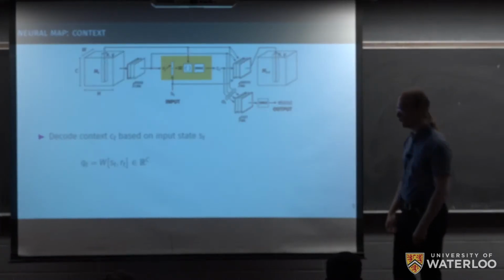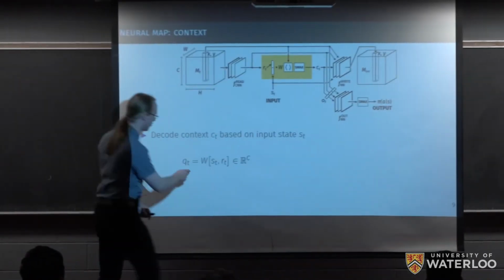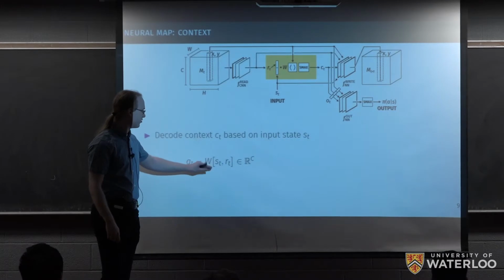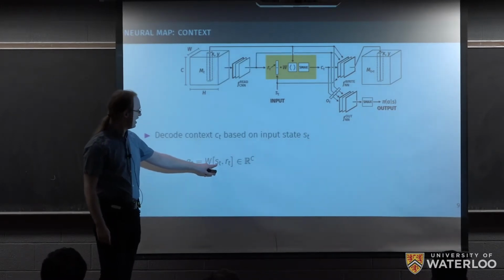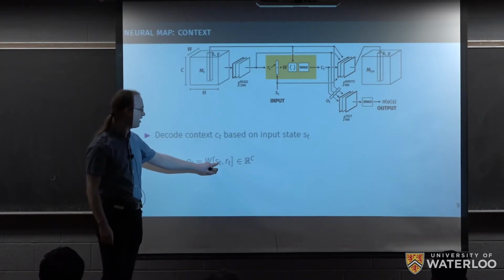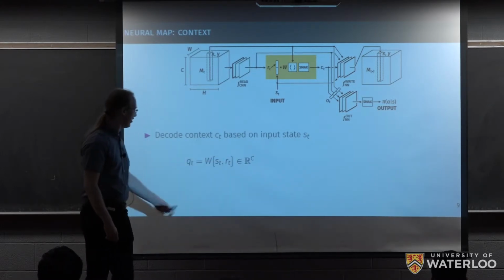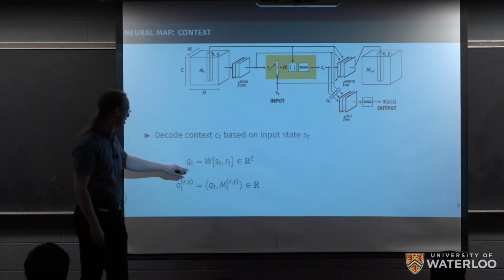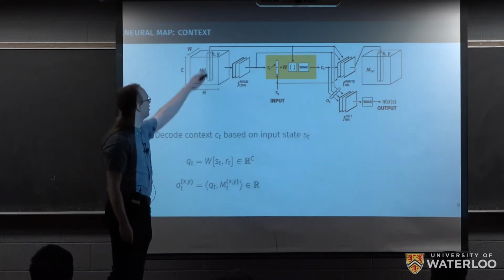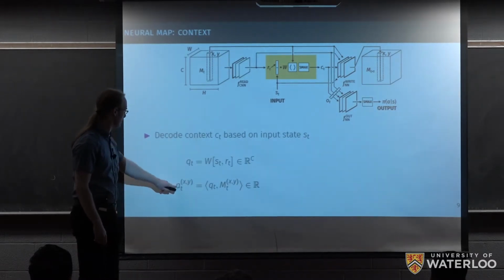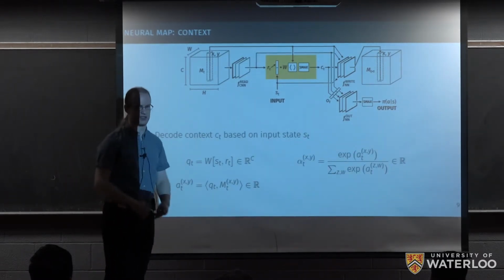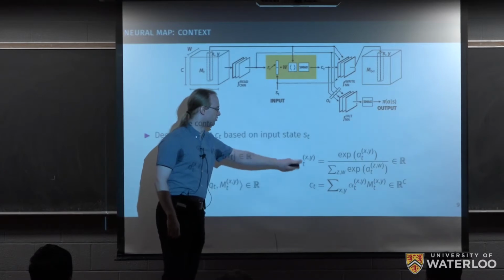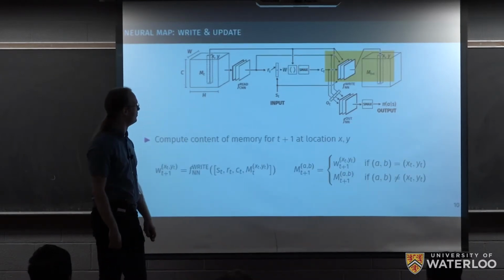Then the next step is decoding what's called the context vector c_t based on the input s_t. And here the idea is that we first compute this query vector q_t, which is a linear combination of the current input s_t, the partially observed state, and this r_t that we just decoded from the memory cube. And then we use this vector and compute the similarity of this vector to all the column vectors stored in this memory cube, which gives us these scalars a_t. We normalize these to get a probability distribution and then compute the weighted average of the memory content according to these alpha_t, and this gives us this context vector.